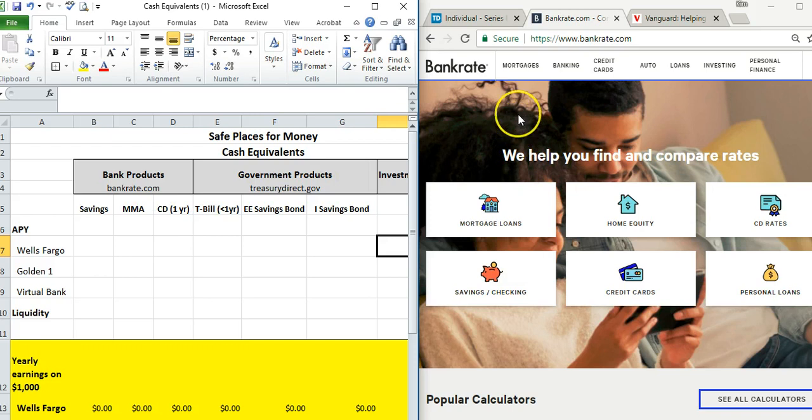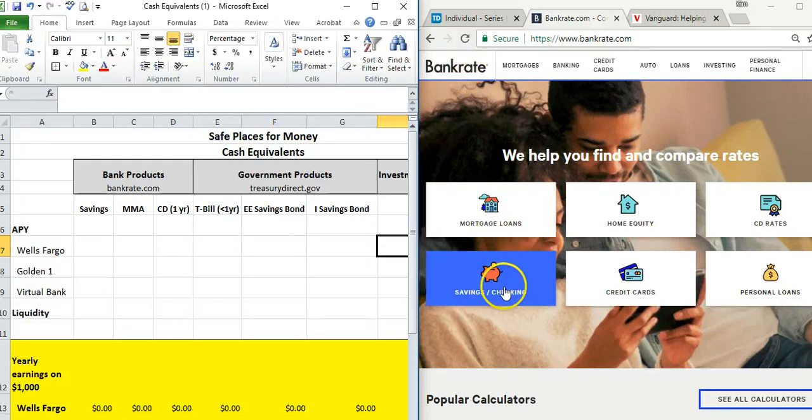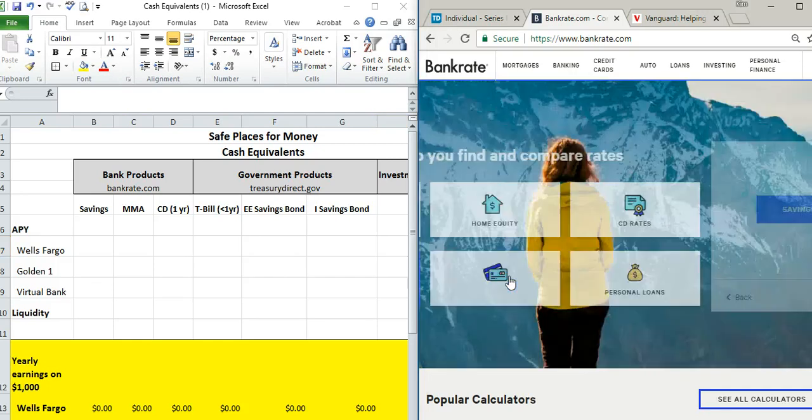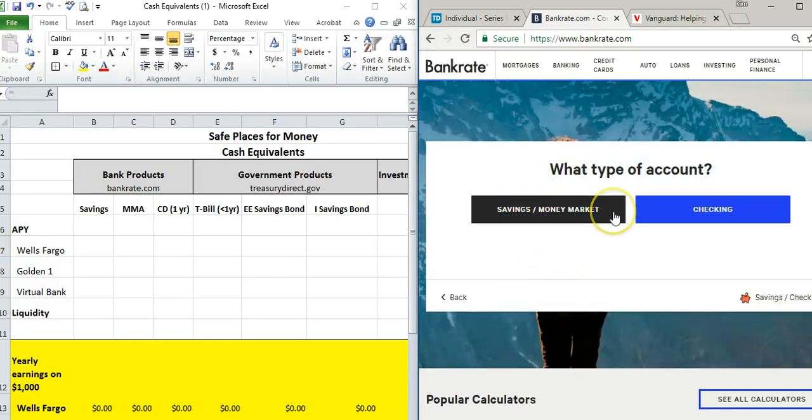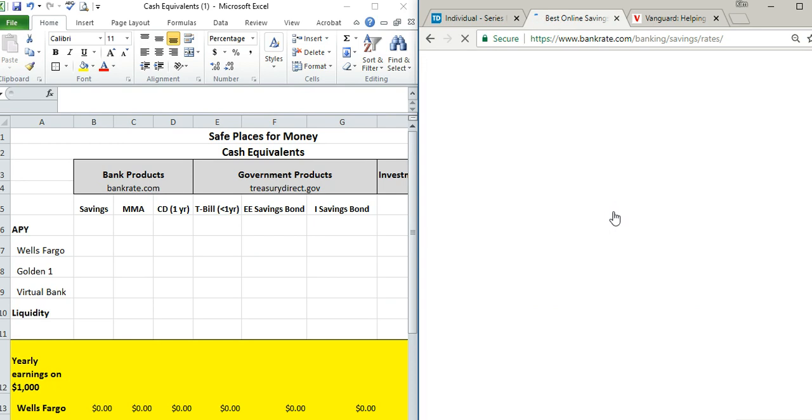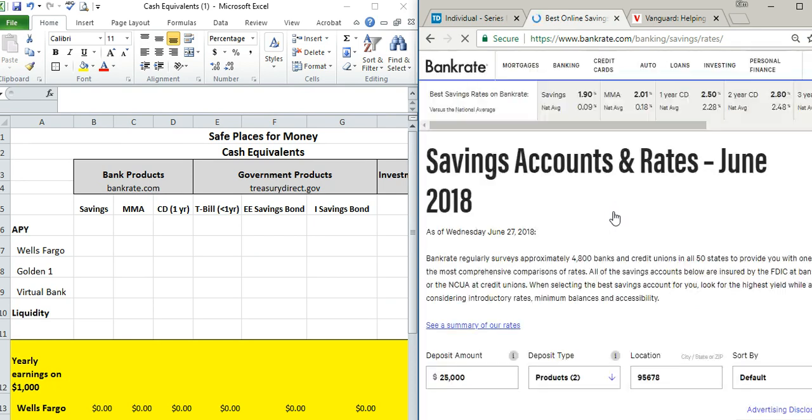There's a site that I use frequently. It's called bankrate.com. It's a sweep of all bank rates out there. So I'm going to go to Bankrate right here, and I'm interested in savings rates. I'm going to click on this savings rate tab, and go over here to savings and money market, because we're trying to find out where we should hold our money.